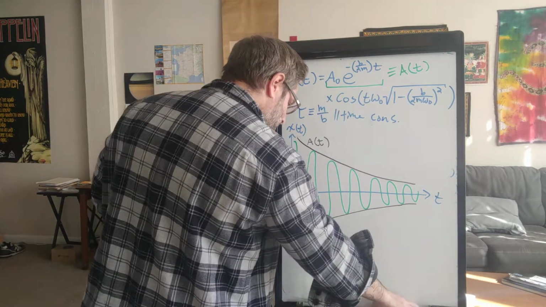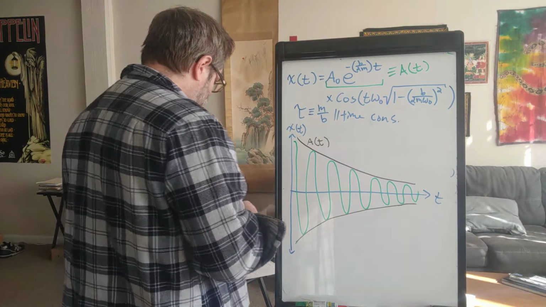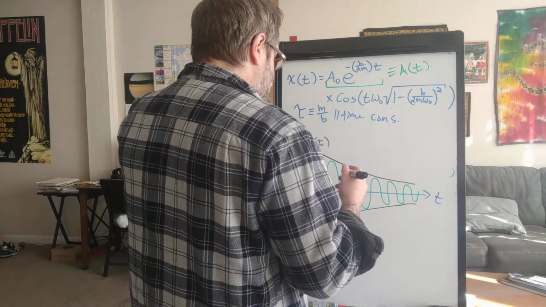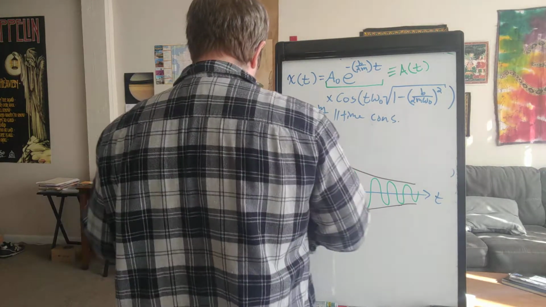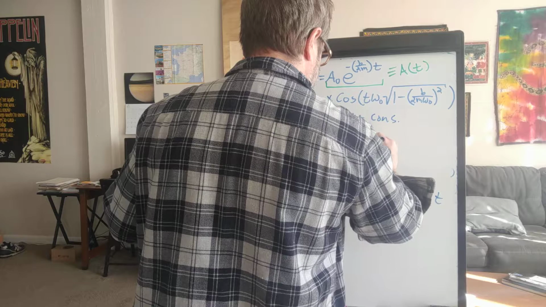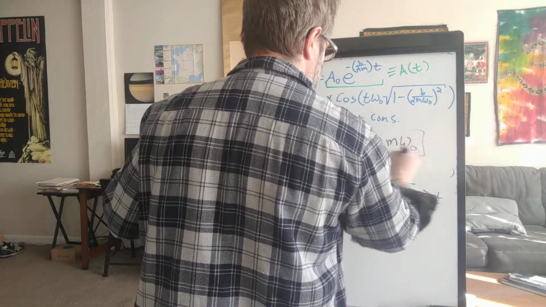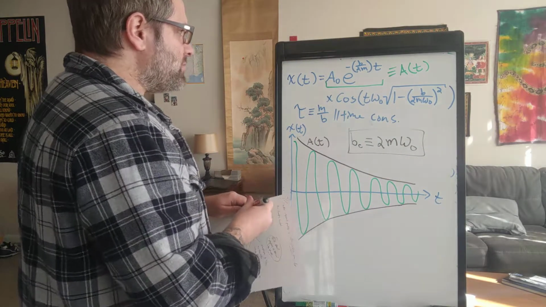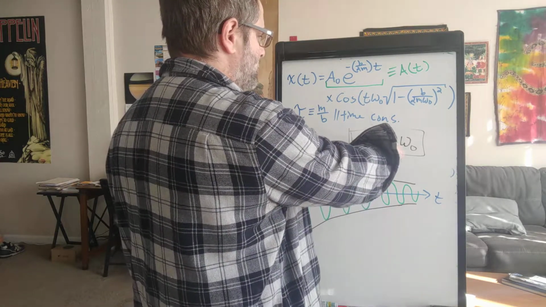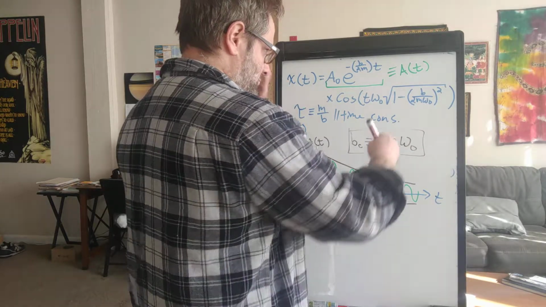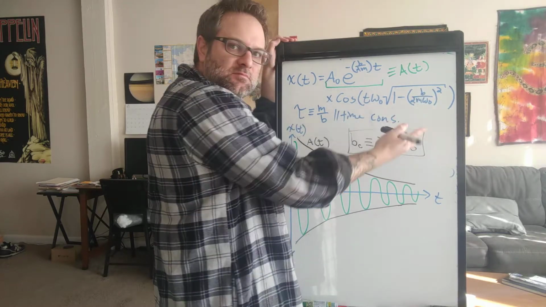So first what we're going to do is define what's called the critical value for the damping constant. So that definition is b_c equals 2m omega naught. Okay, so what if the damping constant is exactly equal to 2m omega naught? Well, 2m omega naught over 2m omega naught simplifies to 1.